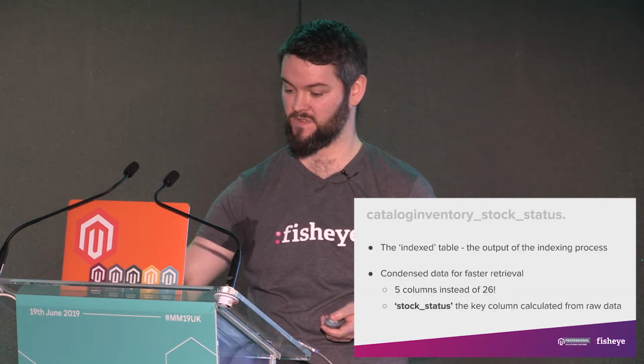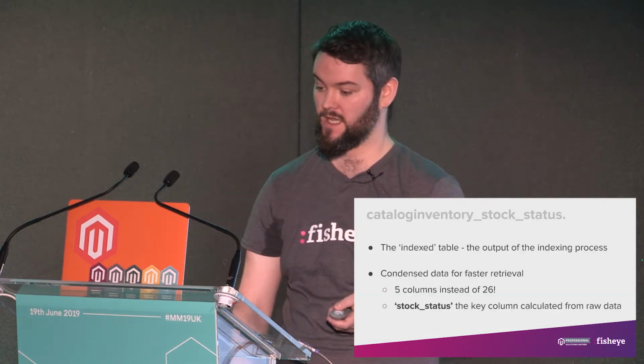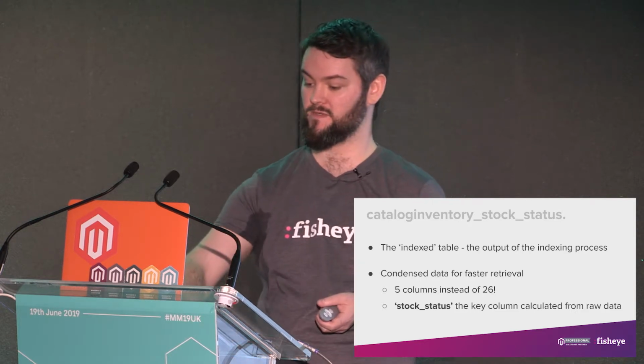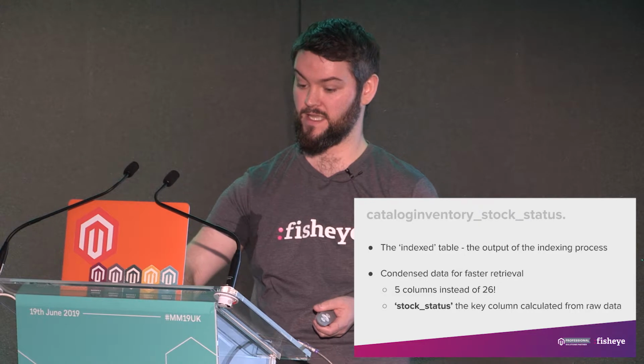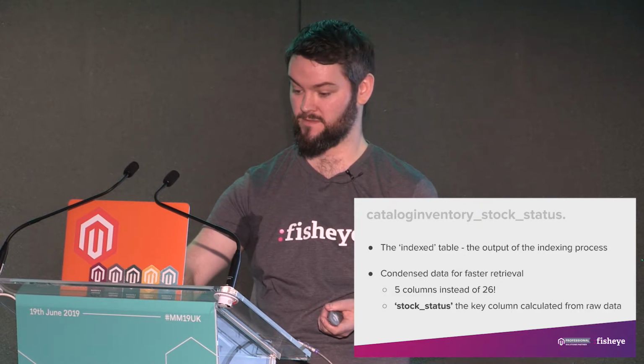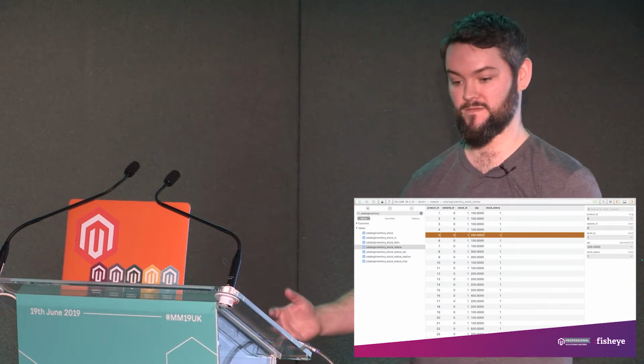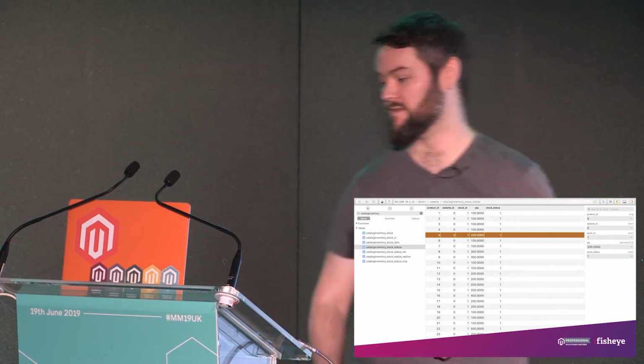Okay, skip back again. And then we've got the catalog inventory stock status table. So this is our index table, the final output table. So this has just got 5 columns, not 26, so hence the kind of less data to query and work with on the front end.